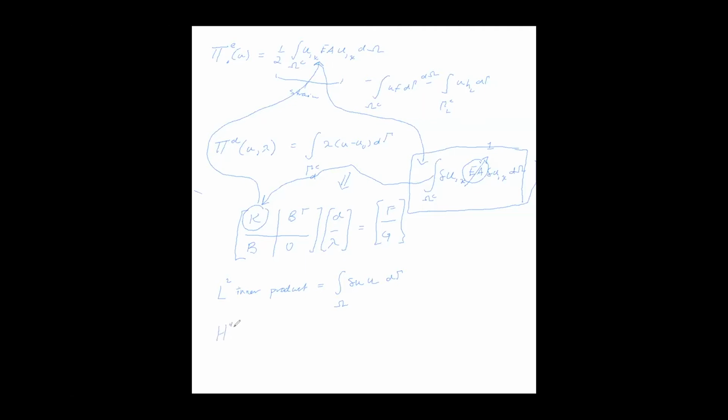The H1 inner product is delta U, U plus delta U comma X, U comma X. And then if you go ahead and take the norm.